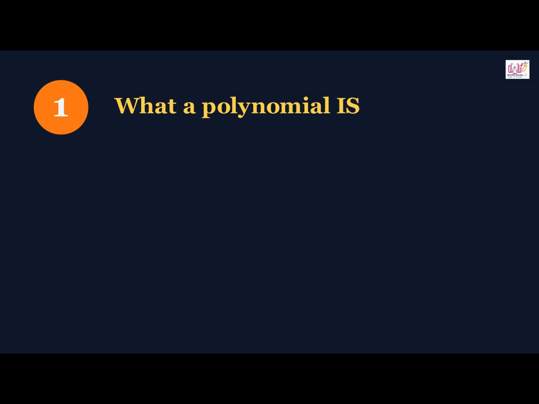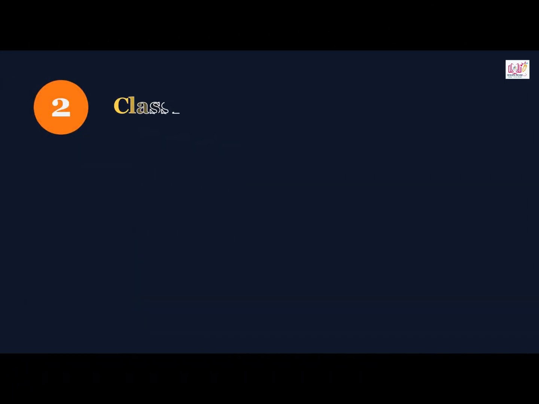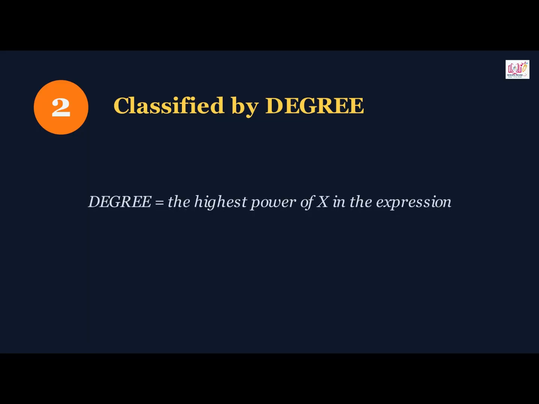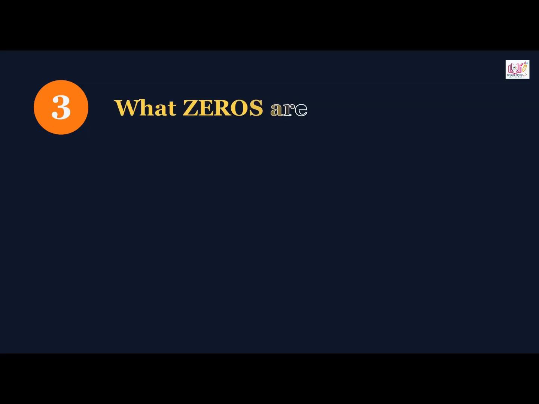5 ideas. The whole chapter on one slide. 1. A polynomial is an expression made of only variables and numbers, where the powers of x are whole numbers. No fractional powers, no negative powers, no functions like sine or square root over x. 2. Polynomials are classified by their highest power, called the degree. Degree 0 is constant. Degree 1 is linear. Degree 2 is quadratic, the star of this chapter. Degree 3 is cubic. And so on.